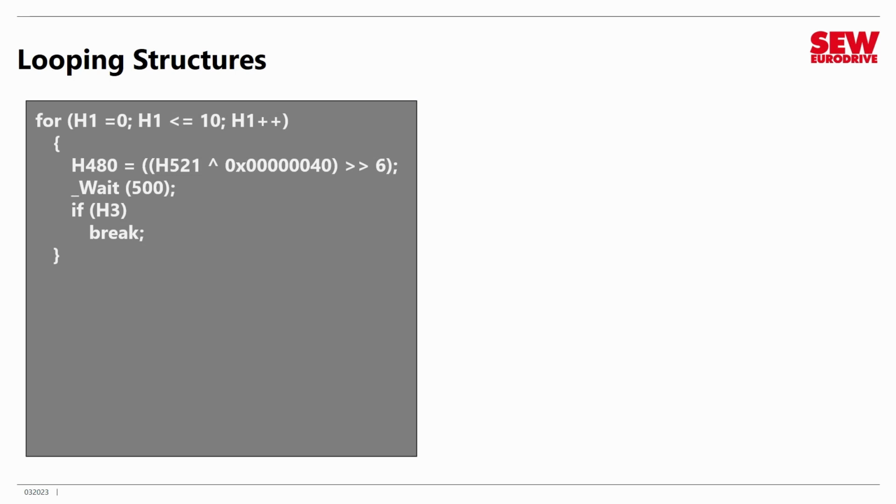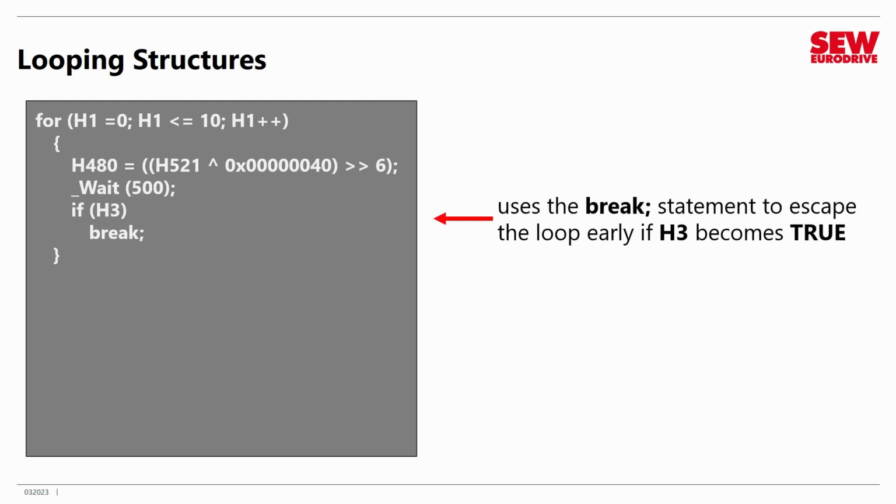Here we have a for loop. It's counting starting at 0, and it's going to count up until 10, and then once it exceeds 10, it will finish. It's doing a number of things, but one thing it does is look at h3. And if h3 becomes true while all this is happening, it aborts the loop and jumps out. So this would give a premature exit if h3 becomes true. It would exit the loop early instead of going through the full count.